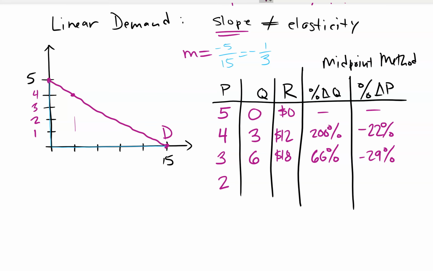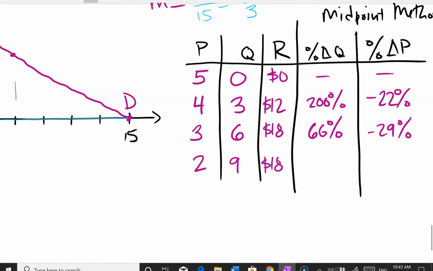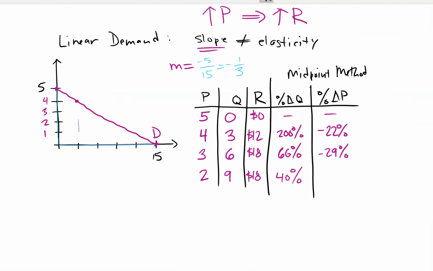So by the time we get to 2, the quantity goes to 9, and this is also 18, and we get this in between. So from 2 to 9, we get this situation. We get 40%, and this is 40%, and then we keep going. 12, so the revenue is now going down. And if we go to the calculation, you'll see this is 29%, and this is minus 66%, and then finally going on.